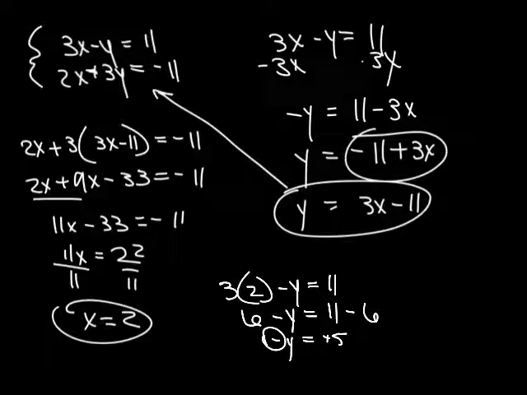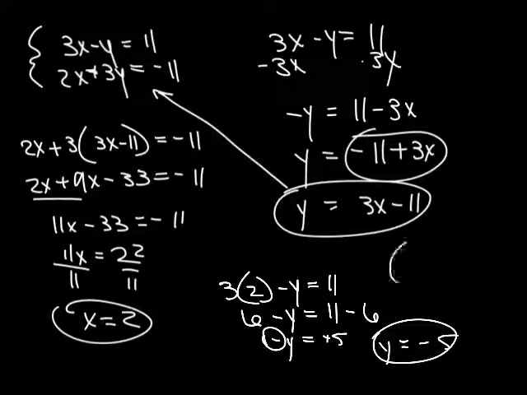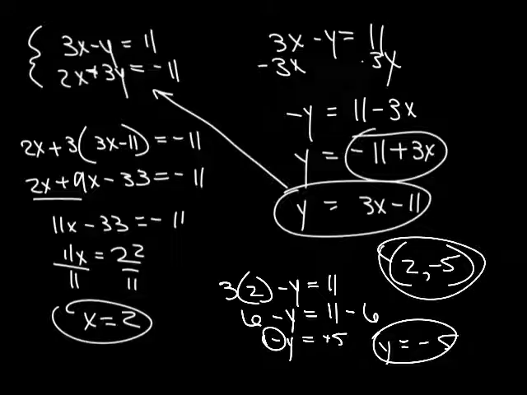Now again, I've got a negative y. To make it positive, I just change the sign of everything else, so that becomes a negative 5. So my x is 2, my y is negative 5, and I write it as 2, negative 5. And that is my answer to example 13.2.